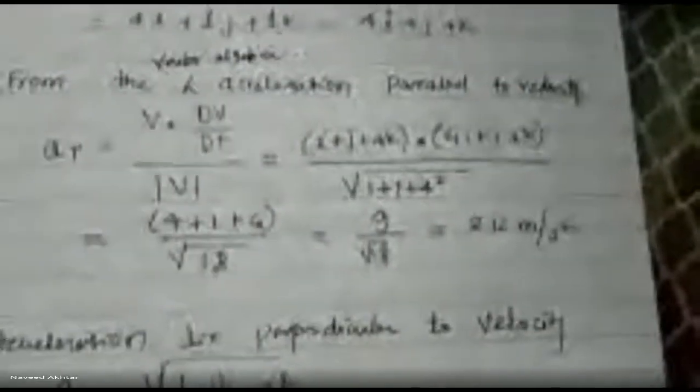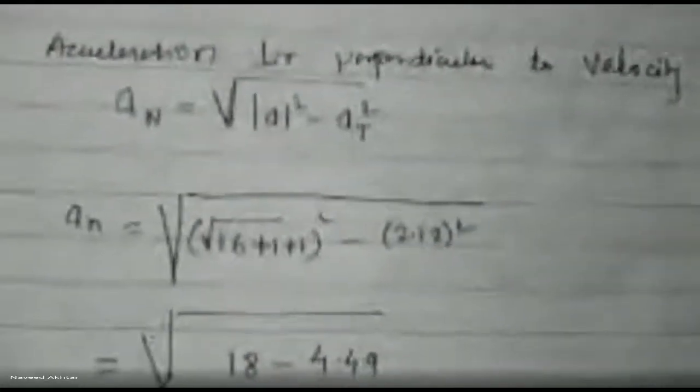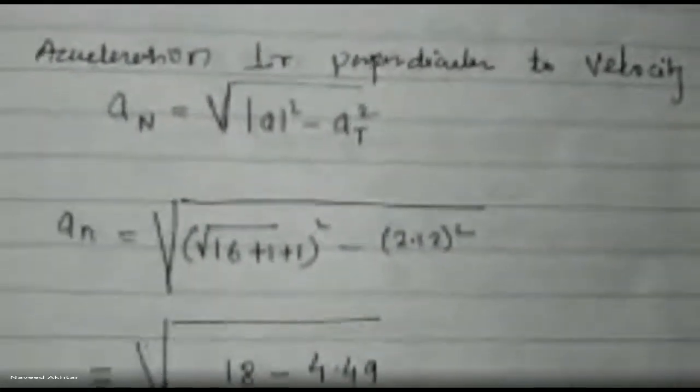We can find out this acceleration component that is tangent to the velocity vector. That is nothing but, if you solve, it comes to 2.12 meter per second square. So this is our tangential acceleration component. Then the acceleration perpendicular to the velocity. In the start I drew the figure and showed you how the perpendicular and parallel acceleration components to the velocity behave when the particle moves on a circular path.